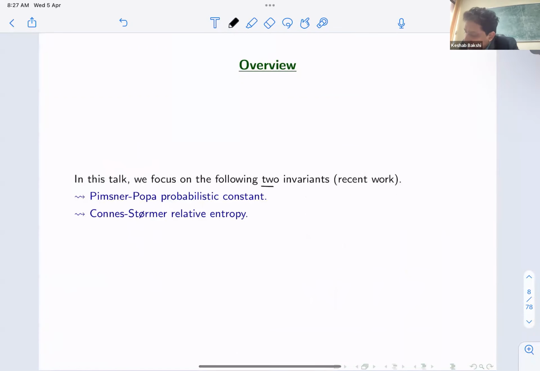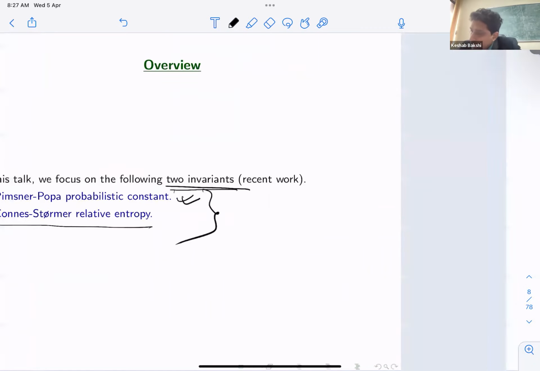There are other invariants. There are two others. One is called the Pimsner-Popa probabilistic constant. This is from old work of Popa. So this is one invariant for a two-subfactor. Another one is the Connes-Størmer relative entropy. So my talk will be focused on these two invariants.